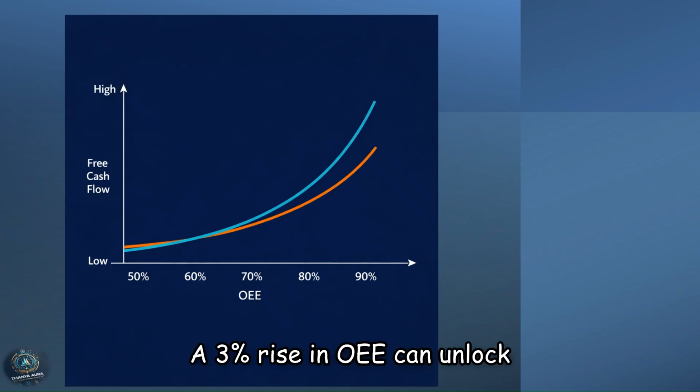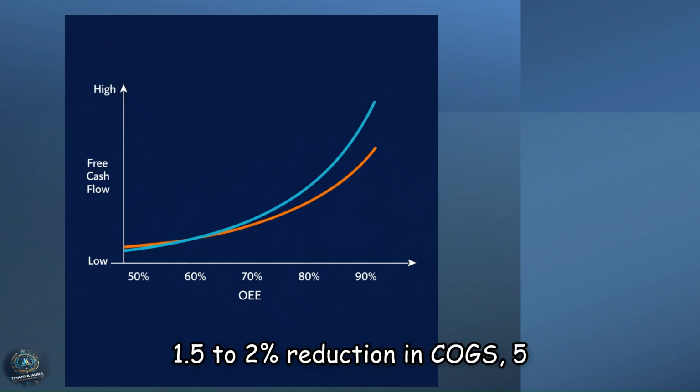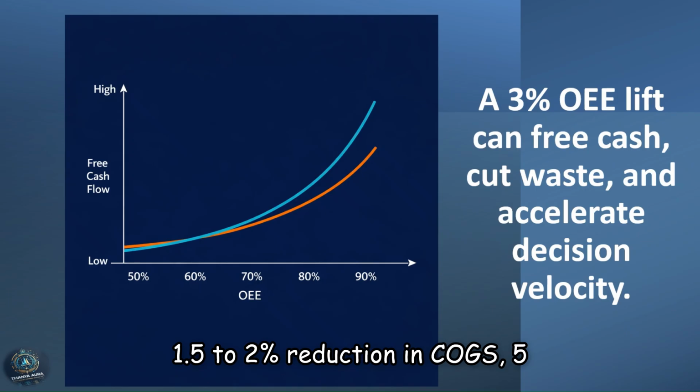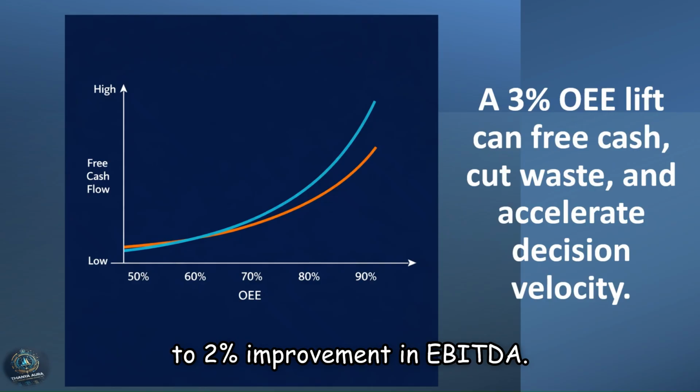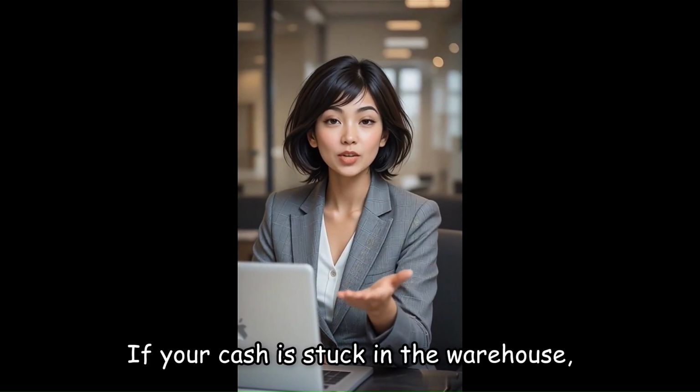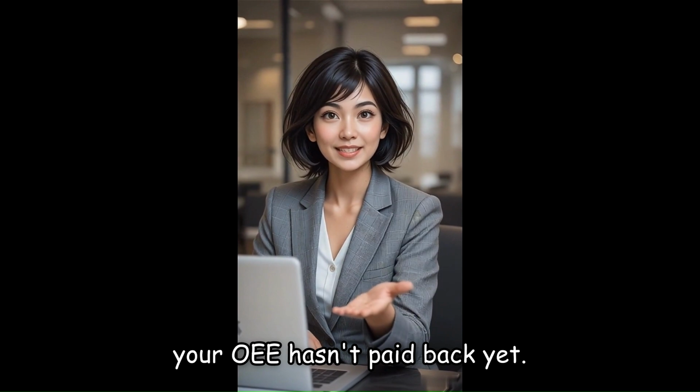A 3% rise in OEE can unlock 1.5 to 2% reduction in COGS, 7 days shorter cash cycle, and 1 to 2% improvement in EBITDA. If your cash is stuck in the warehouse, your OEE hasn't paid back yet.